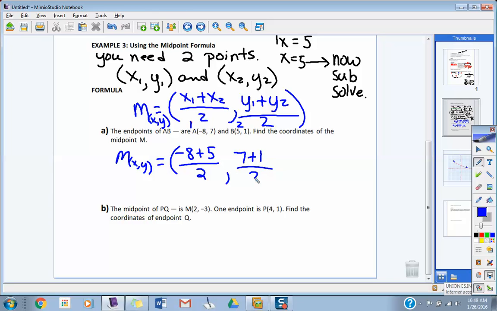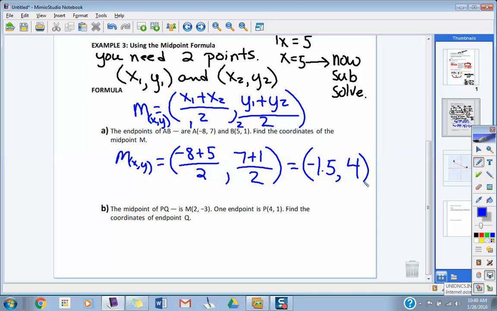All over 2. All right, so we've got some thinking to do. What is -8 plus 5? What's -8 plus 5 for this first coordinate here? -3 divided by 2 is? -1.5. Okay, and then how about 7 plus 1 for the second coordinate? 8 divided by 2. So we think the midpoint is left 1.5, and then up how much? Let's see if you can help me remember that coordinate. Left 1.5 and up how much? 4. Okay, help me here.